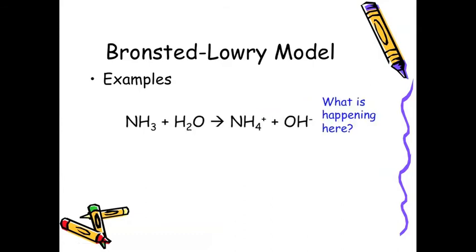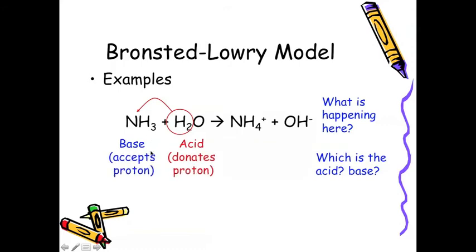Here's another example where you have NH3, a base, and H2O, which is neutral. So if NH3 accepts a proton off of the hydrogen, what you can have there is a base, which is the NH3 because it takes the hydrogen, or it takes the proton, and the H2O gave it up, therefore it donated that proton.